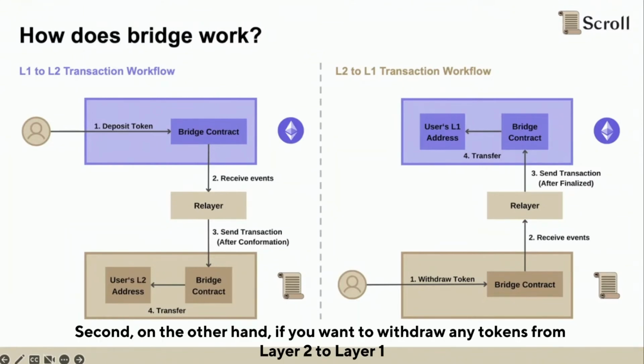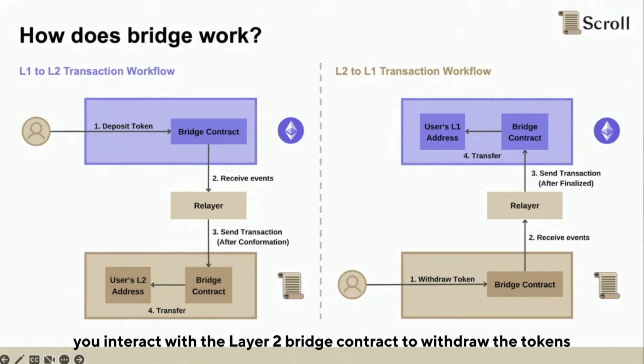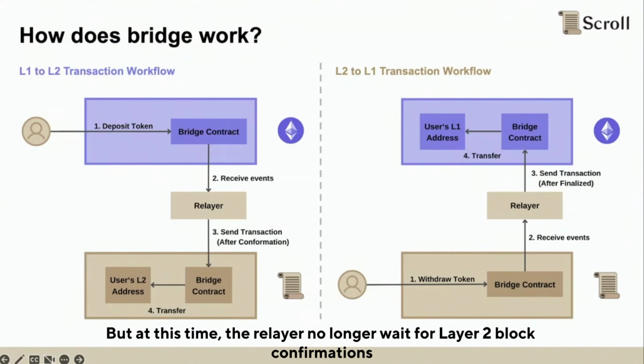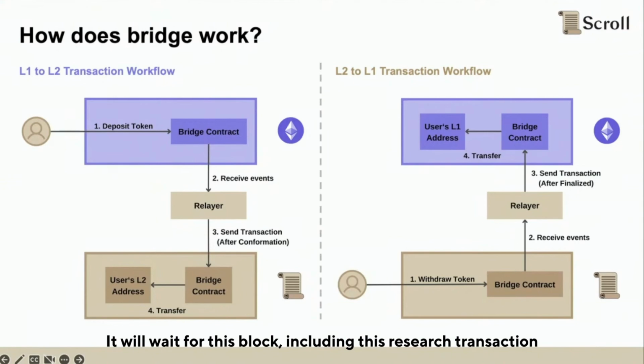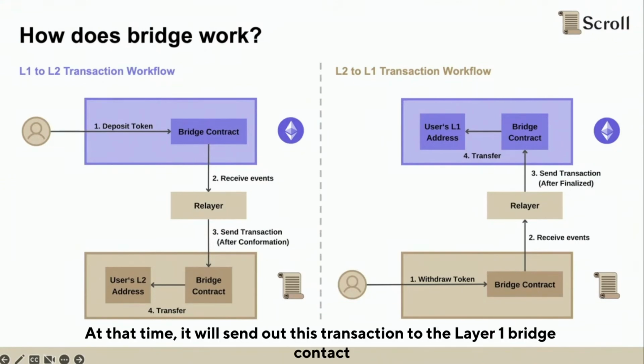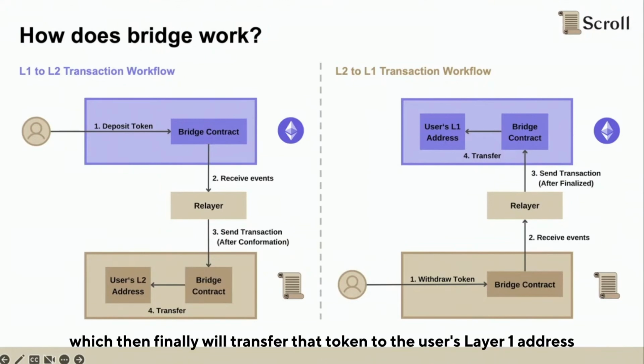On the other hand, if you want to withdraw any tokens from layer 2 to layer 1, you interact with the layer 2 bridge contract to withdraw the tokens. The layer 2 bridge contract will also emit an event that the relayer is going to monitor. But this time, the relayer no longer waits for layer 2 block confirmations. It will wait for the block including this withdraw transaction to be finalized on layer 1. At that time, it will send this transaction to the layer 1 bridge contract, which will finally transfer that token to the user's layer 1 address.